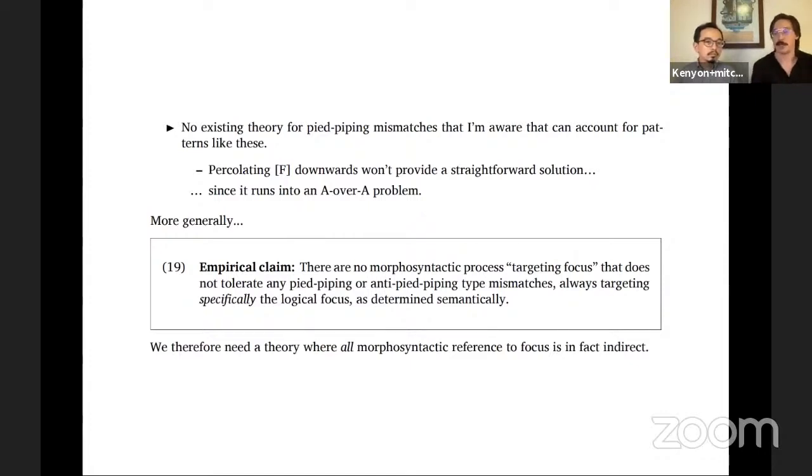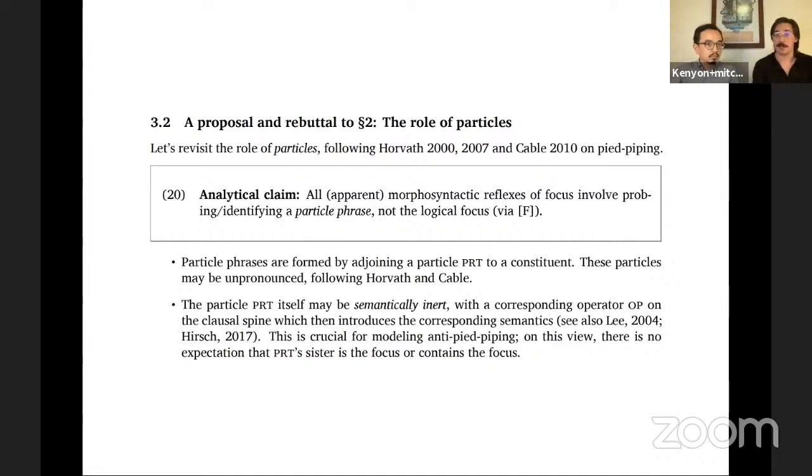But I think more generally, when you consider the range of mismatches that are attested, we could make the claim that there really aren't morphosyntactic processes that target focus that don't tolerate these sorts of mismatches, that always target specifically the logical focus as determined semantically, or as would be determined by an F feature on something in the syntax. So we'd want a theory where all morphosyntactic reference to focus is in fact indirect. And I'll give you a sketch of what this might look like, even though I haven't figured the details out myself. So let's go back to the role of particles, this other class of theories for morphosyntactically marking focus, following Horvath and Cable in their work on pied piping.